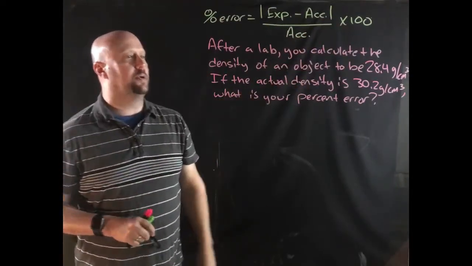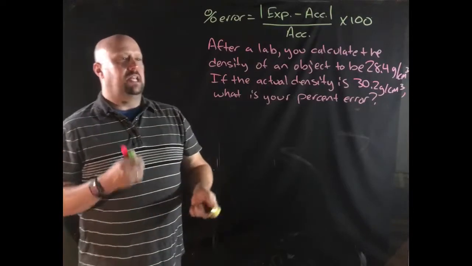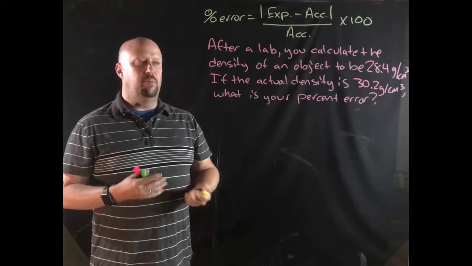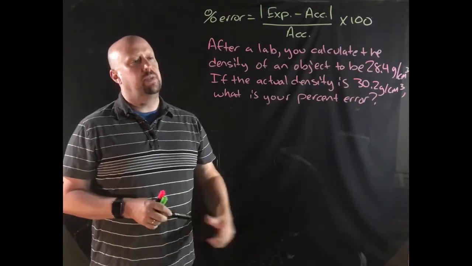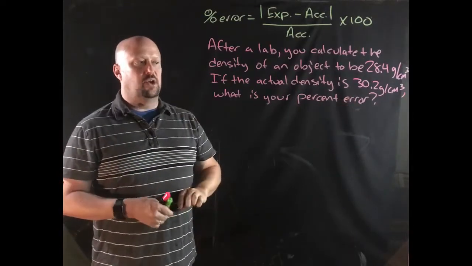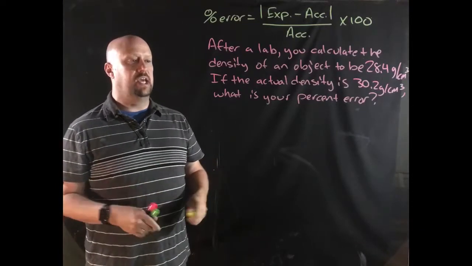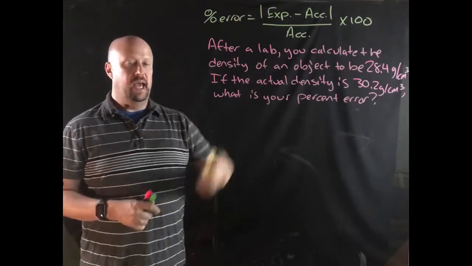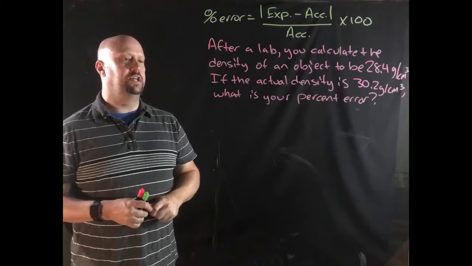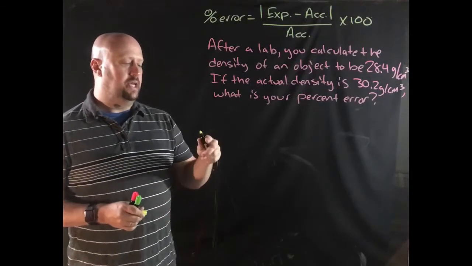So let's look at an actual problem. After lab, you calculate the density of an object to be 28.4 grams per cubic centimeter. The actual density is 30.2 grams per cubic centimeter. You might have looked that up online or in a CRC handbook, or maybe your instructor just said, hey, the actual value of this is 30.2. So how do we calculate the percent error?